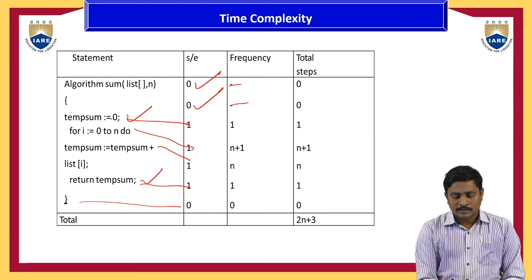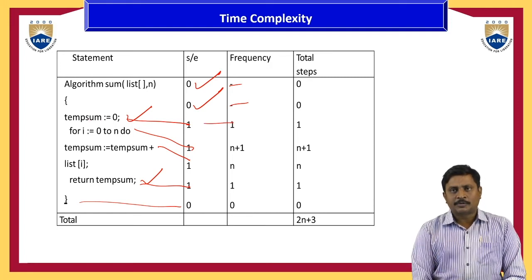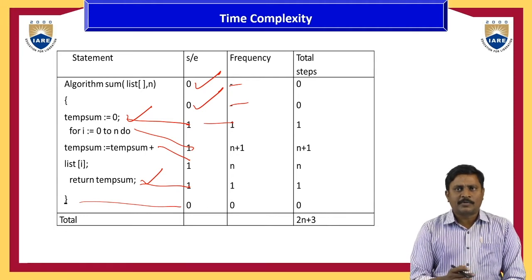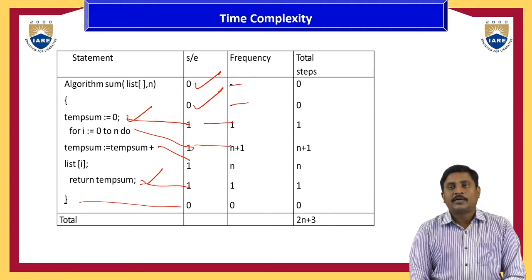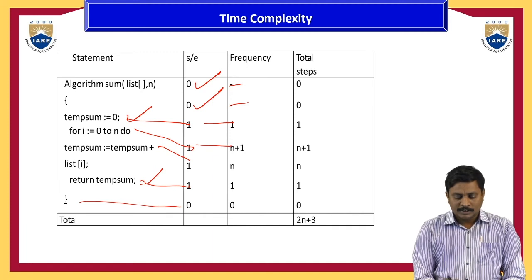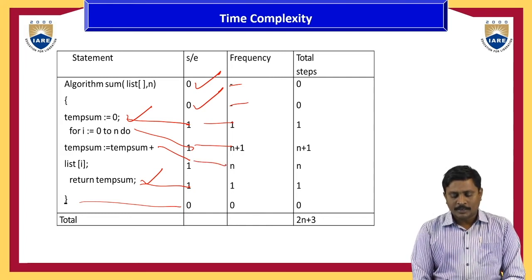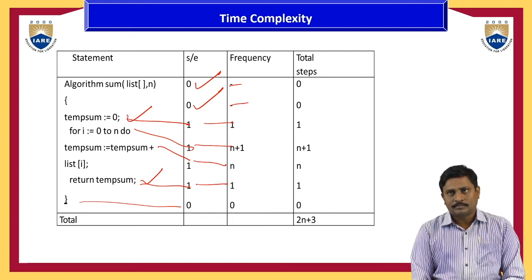Now we come to here. Temp sum equal to 0 is a simple statement. It repeats only 1 time. Next, the for loop initially takes one step for execution, and it repeats how many times? n plus 1 times it takes for execution. Next, temp sum equal to temp sum plus list of i repeats under this for loop n times. Next, return sum executes only 1 time.